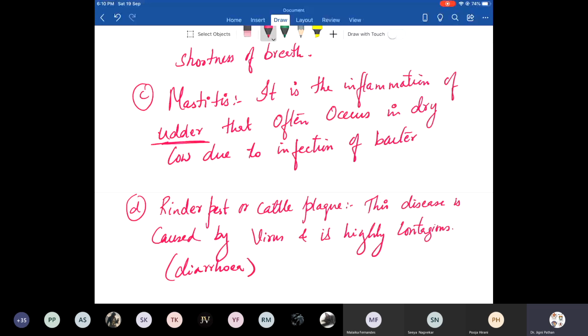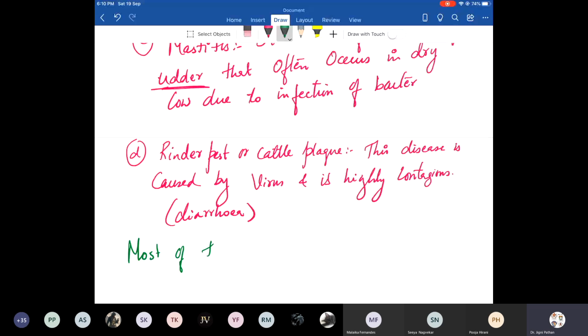Then most of the cattle diseases can be prevented by timely vaccination and by taking necessary preventive measures.